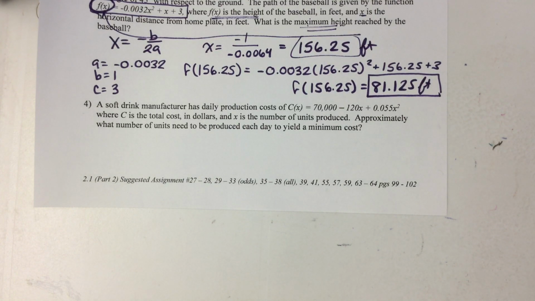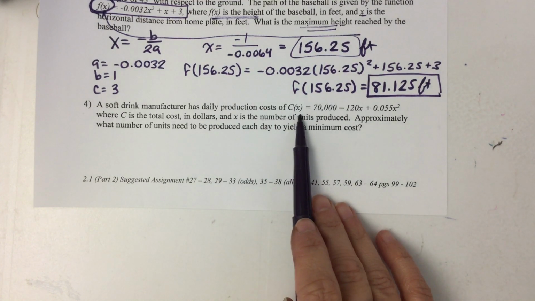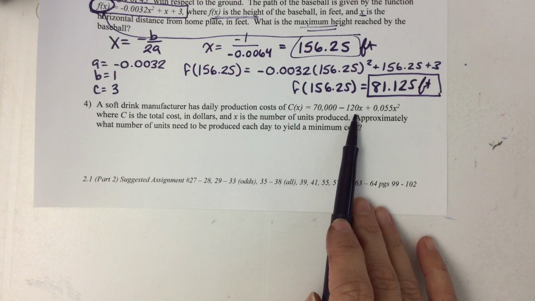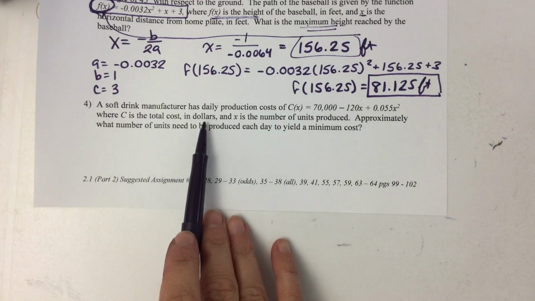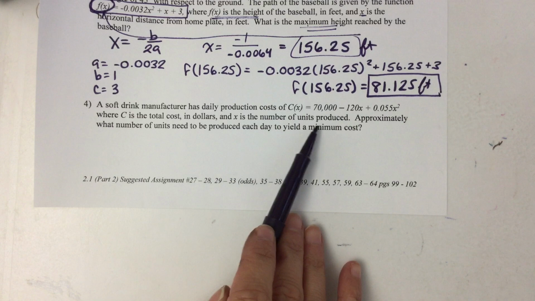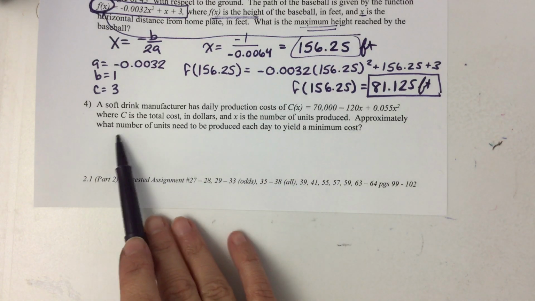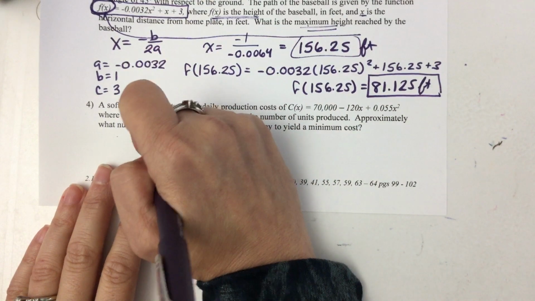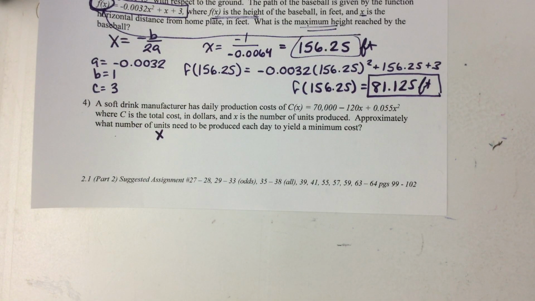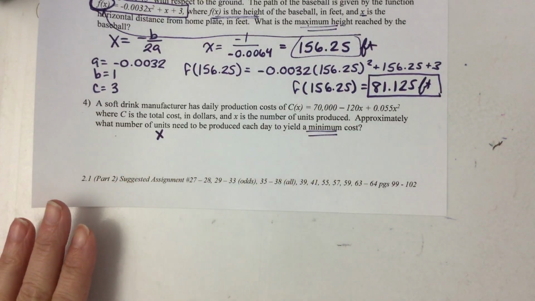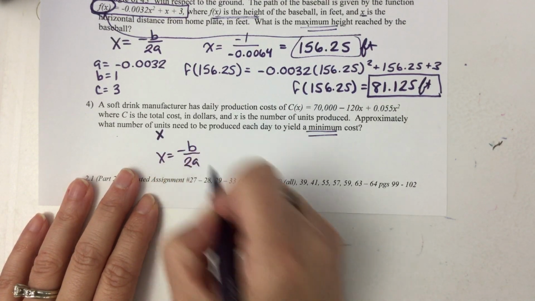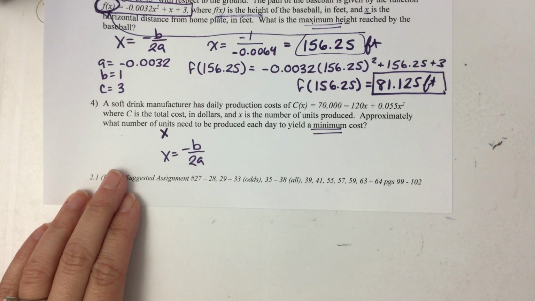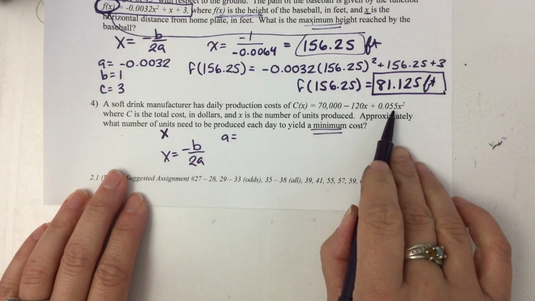A soft drink manufacturer has daily production costs of 70,000 minus 120 times x plus 0.055x squared. C is the total cost in dollars. X is the number of units produced. Approximately what number of units, so we're looking for x because x is the number of units. Approximately what number of units needs to be produced to yield a minimum cost. Maximums and minimums. It's x equals the opposite of b over 2 times a because maximums and minimums occur at a vertex.